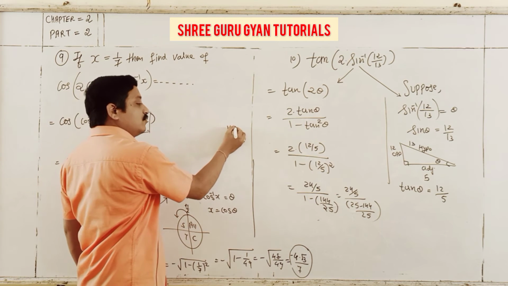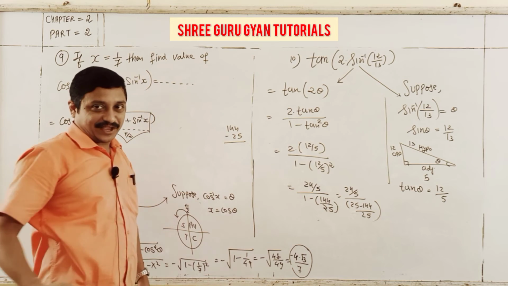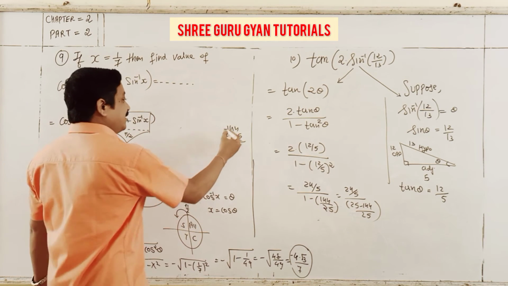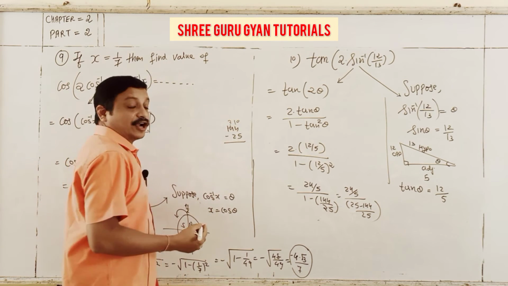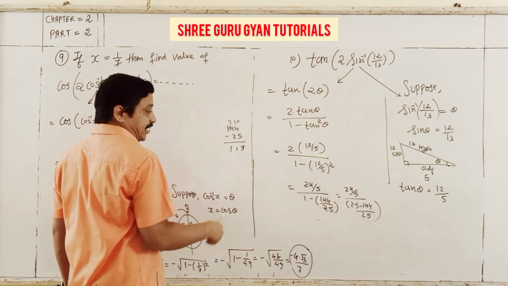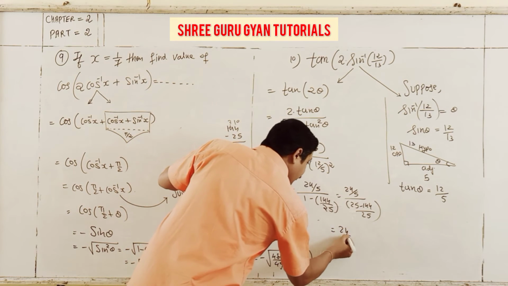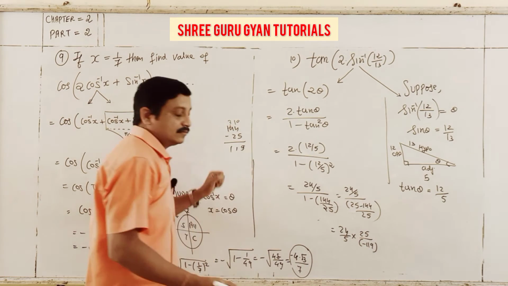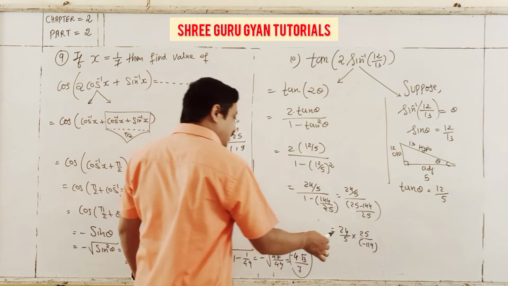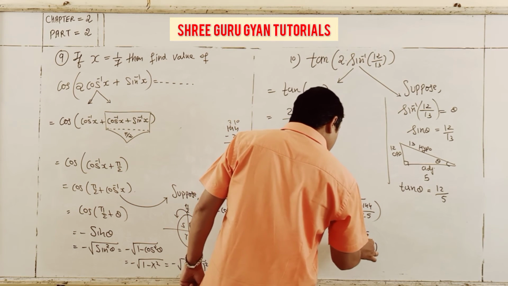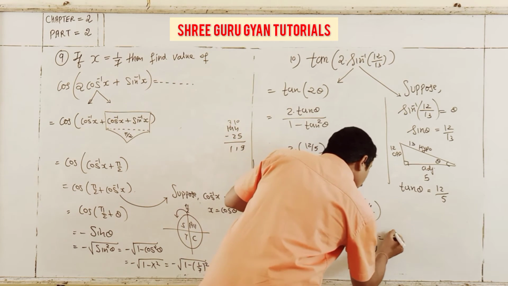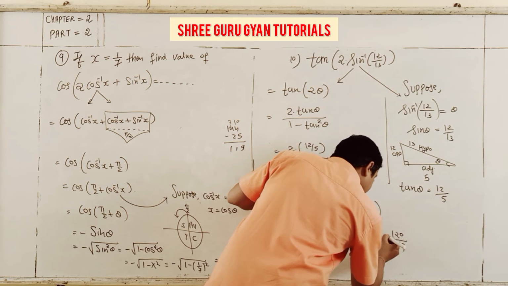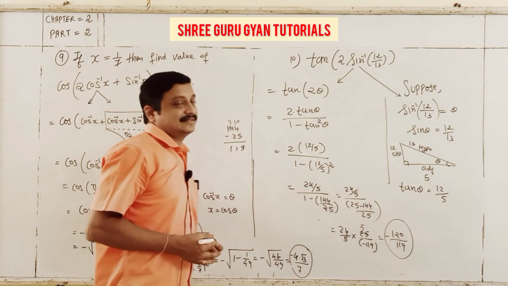Just simplify. How much is 144 minus 25? Here 119. So 24 by 5 into 25 by minus 119. Now almost done. 5 into 5 is 25, cancel, so 5 into 24 is 120 by 119, but with minus.